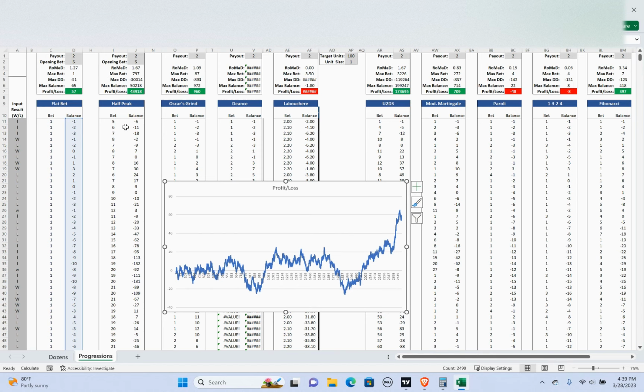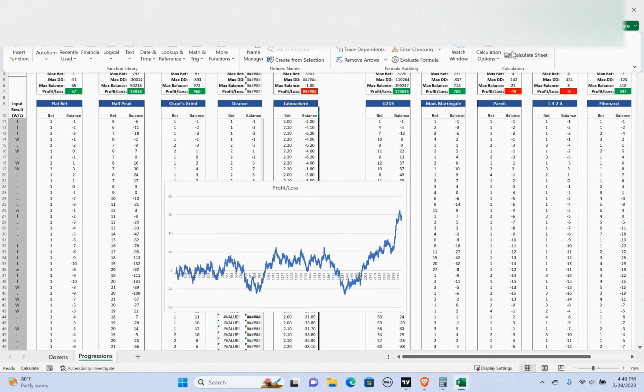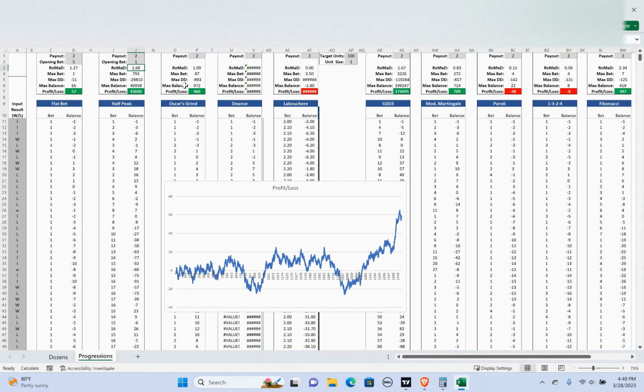So this progression tester's got flat bet, of course. It's got half peak, which if you don't know what half peak is, it's just a Lambert, but you start with a higher bet. Your bet one is higher than 1 unit. So here I've got it set to where it's just 5 units. But if I change this to a one, it's effectively just a D'Alembert. Half peak is just, again, you start higher. Typical Oscar's grind.